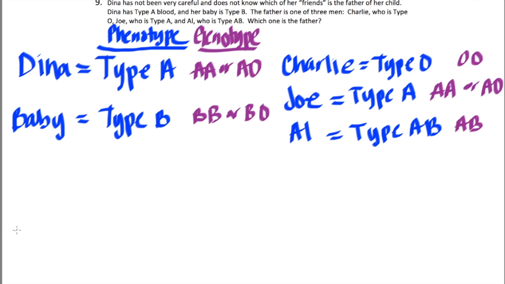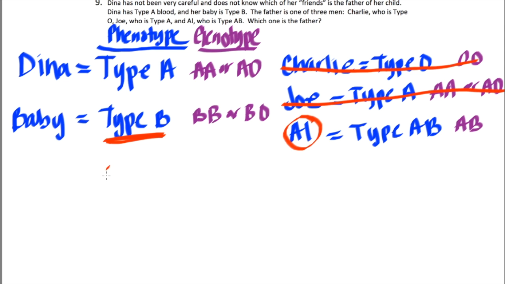All right? So here's a couple of situations. You probably can eyeball this one right away. It's not always where you can eyeball it, but you can definitely eyeball it in this situation. This baby is type B. All right? There is no way that Charlie or Joe could be the father because they aren't carrying a B. And if this mother is type A, the baby's having to get this B from his father, okay? So Al has to be the dad, all right? And let's do a test cross to prove it.